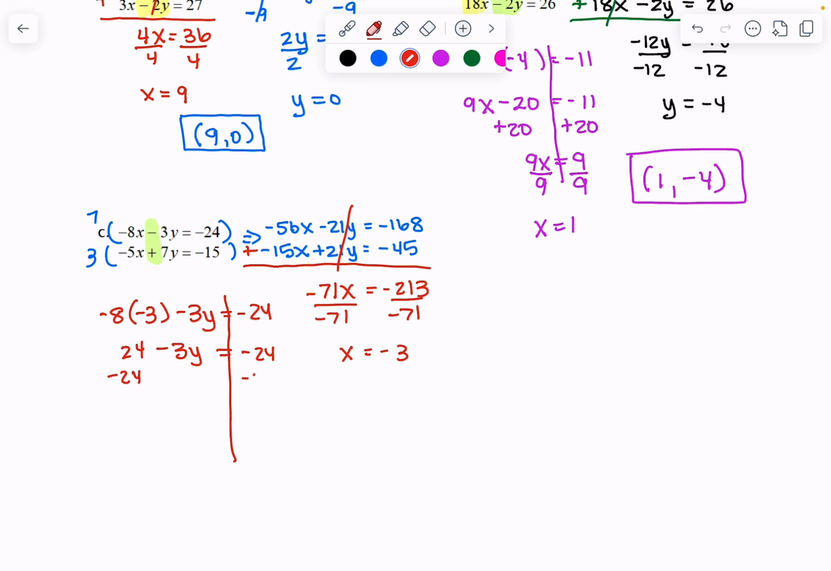Subtract that 24 on both sides. Be careful not to add it. I'm going to get negative 3y equals negative 48. Divide both sides by negative 3. And I get y equals positive 16. So negative 3, comma 16. So I either multiply no equations by something, one equation by something, or both equations by something, okay?